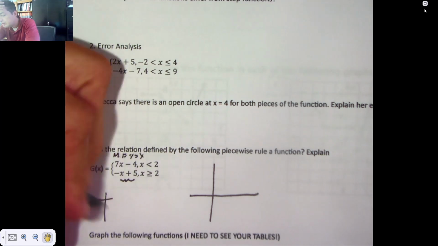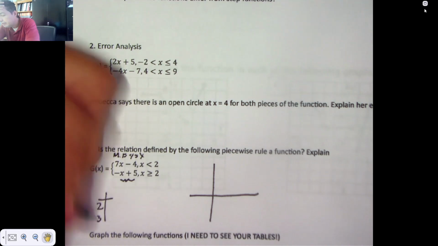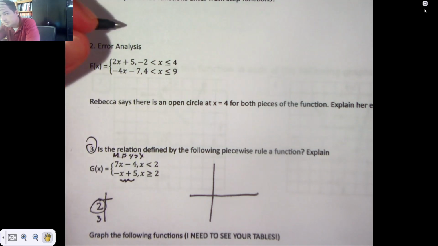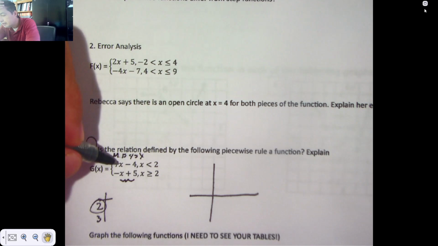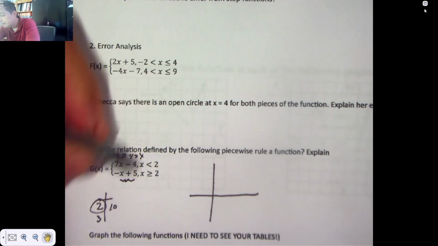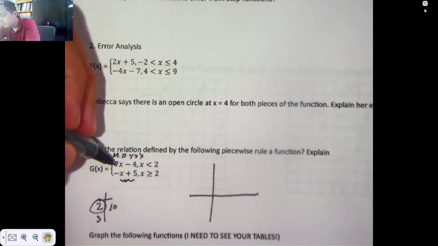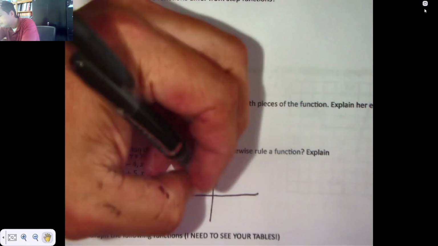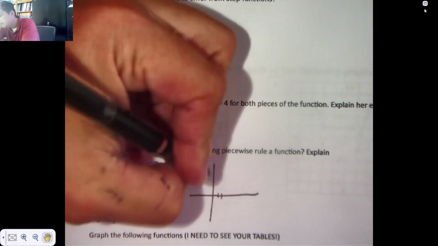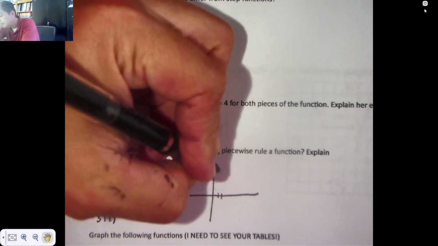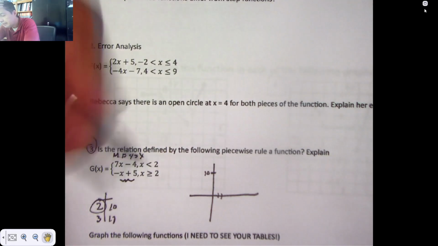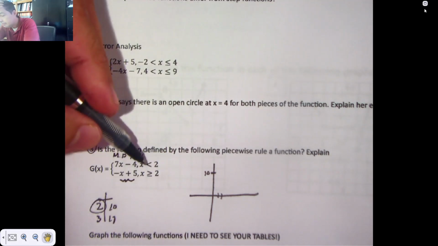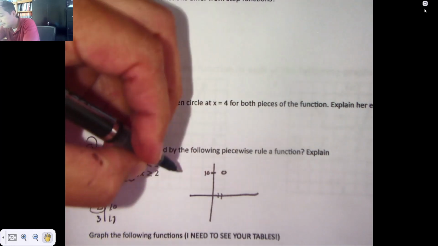It says x is less than 2, plug in a 2, plug in a 3. And even though x can't be 2, big deal, you can still plug one in. 2 times 7 is 14, take away 4 is 10. 3 times 7 is 21, take away 4 is 17. So I've got some pretty high points over here. To the right 2, and we'll just call this 10. And since x can't be that point because there's no equality, I'm just going to put an open circle.